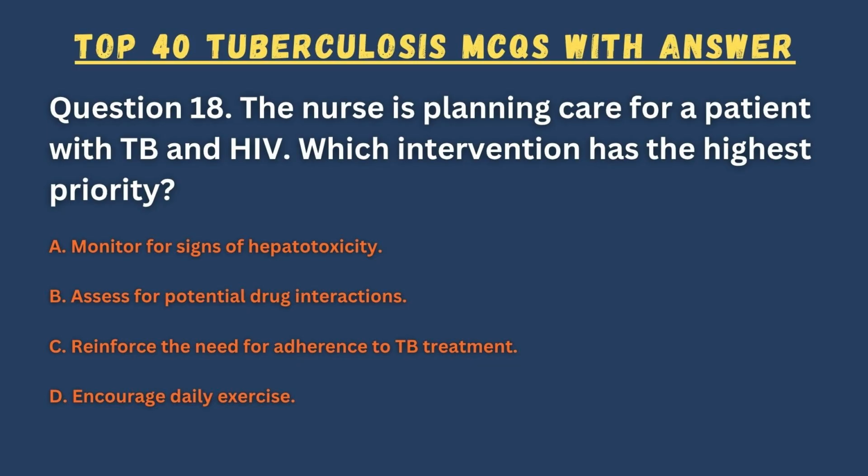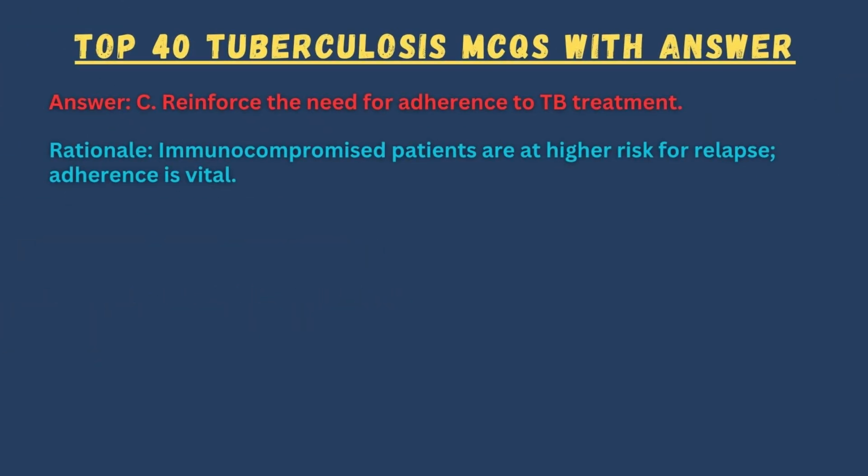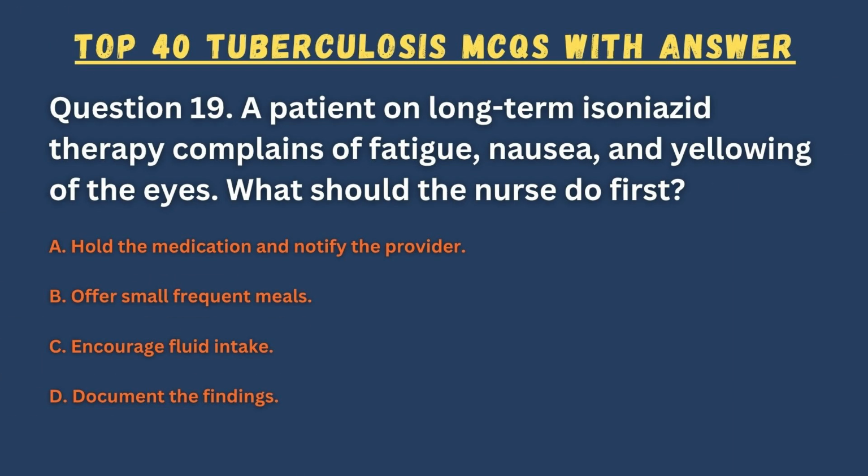Question 18. The nurse is planning care for a patient with TB and HIV. Which intervention has the highest priority? A. Monitor for signs of hepatotoxicity. B. Assess for potential drug interactions. C. Reinforce the need for adherence to TB treatment. D. Encourage daily exercise. Answer. C. Reinforce the need for adherence to TB treatment. Rationale. Immunocompromised patients are at higher risk for relapse. Adherence is vital.